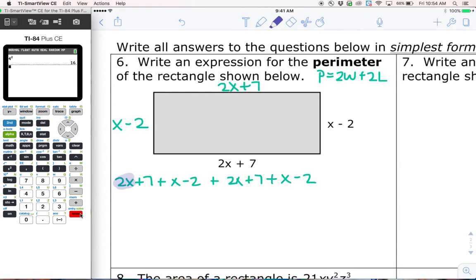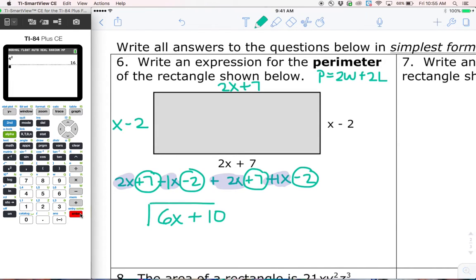So 2x and 1x, let's put 1's on these x's to help our brains. And then another 2x and another 1x. So 2 plus 1 is 3, plus 2 is 5 plus 1. That's going to give me 6x. Okay? And now I can add all my regular numbers, my constants. 7 plus -2 is 5, plus 7 is 12, plus -2 is just going to be 10. So a positive 10. And that's my answer.